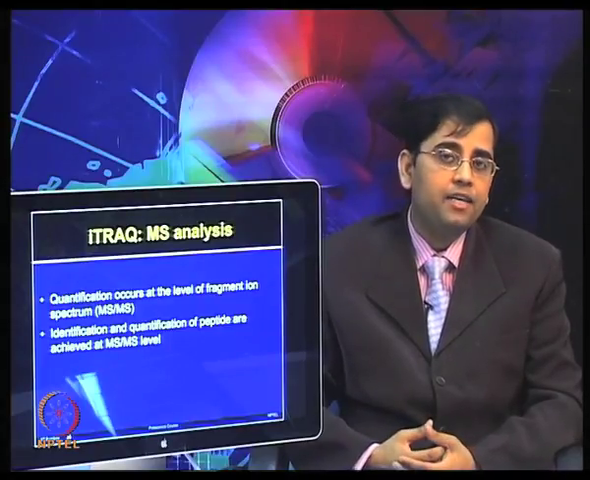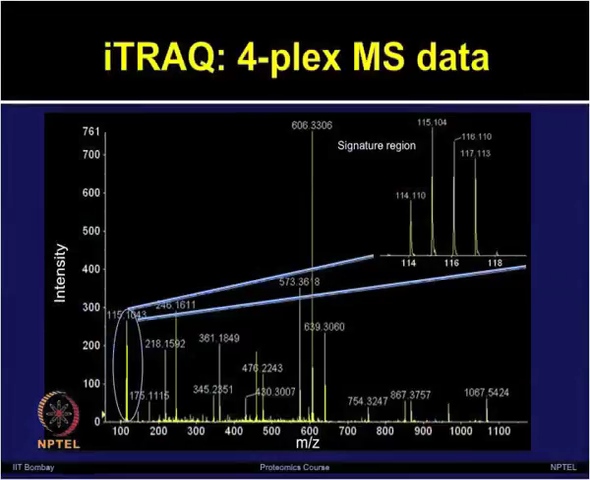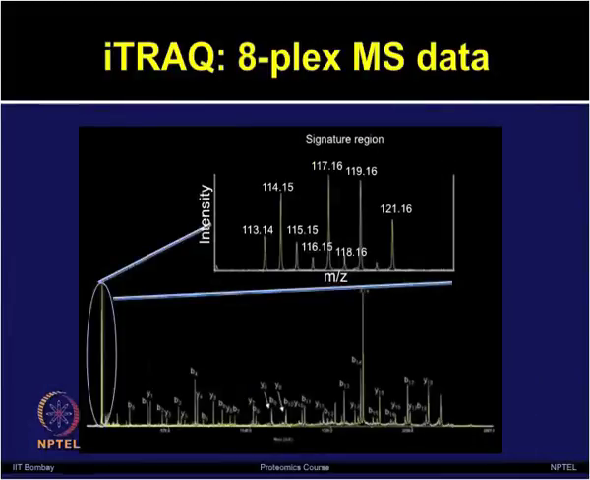and peptide identification. So, this is a representative spectrum for the 4-plex iTRAQ experiment. The MS data is shown, and the MS-MS spectrum shows the reporter region, the signature of these 4-plex iTRAQ labeled peptides: 114, 115, 116 and 117. Now, we will have a look at the 8-plex MS data.